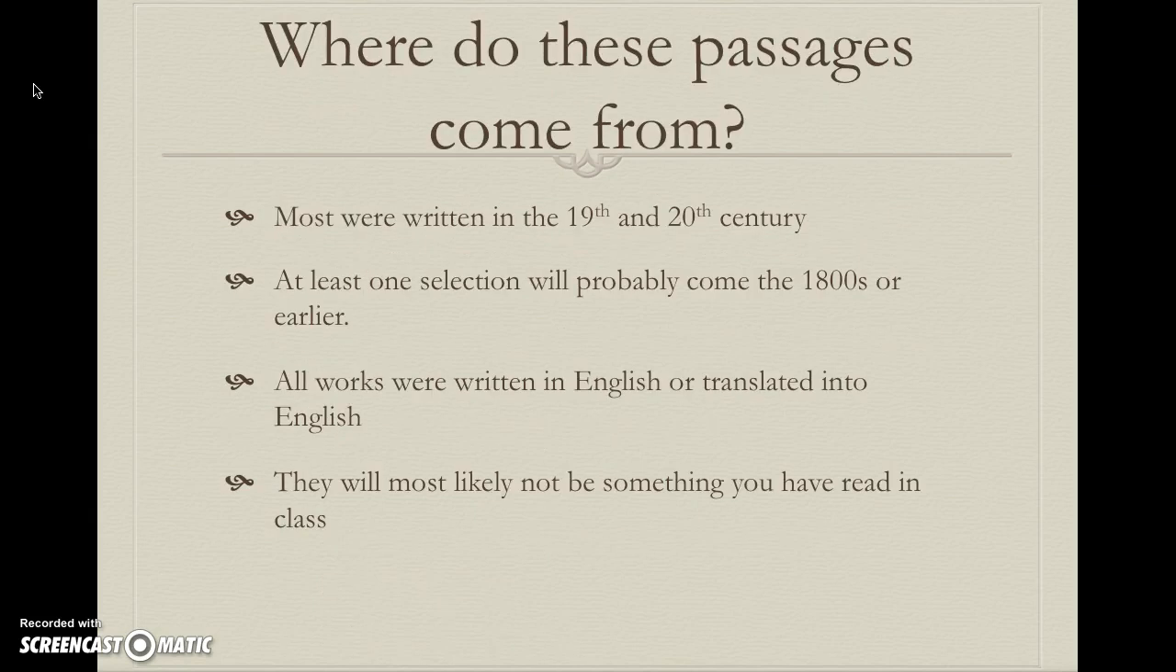Where do these passages come from? Generally, most of the passages will be written in the 19th to 20th century. I did say most, because at least one selection will probably come from the 1800s or earlier. So you will have to deal with some of that old language. All works are going to be written in English, or if they were not originally written in English, they will be translated. They will most likely not be something that you have read in class. They try to stray away from common works.